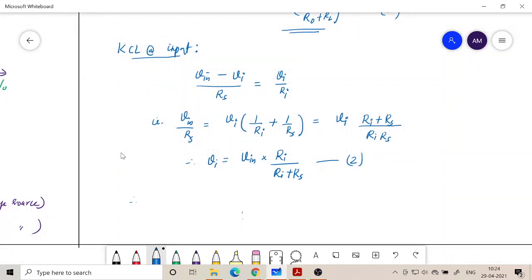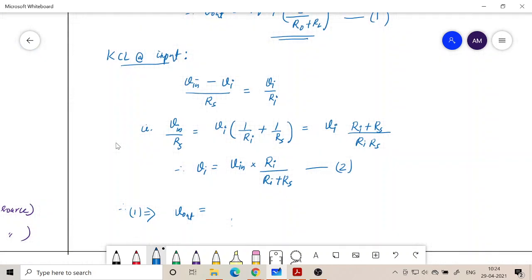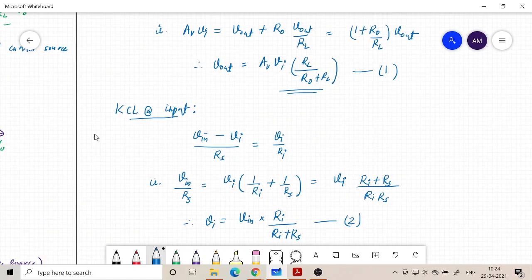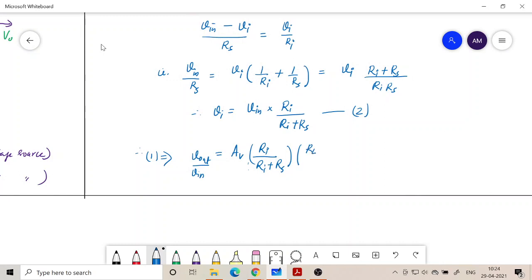So equation 1 will become V out is equal to AV into VI, which is basically, I will write V out by V in equal to AV into RI by RI plus RS, since I substitute for VI, into RL by R out plus RL. So this is the final expression I obtained.